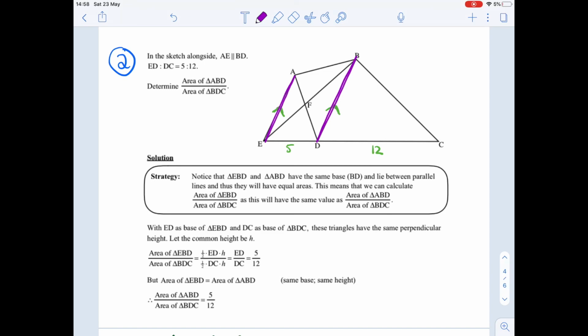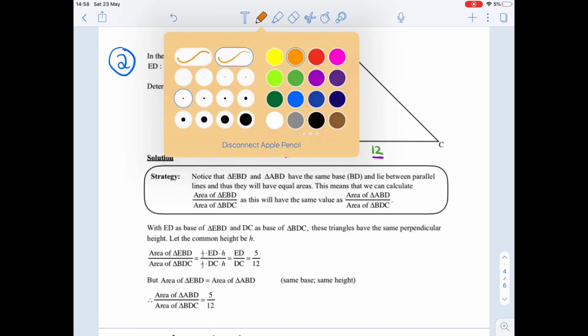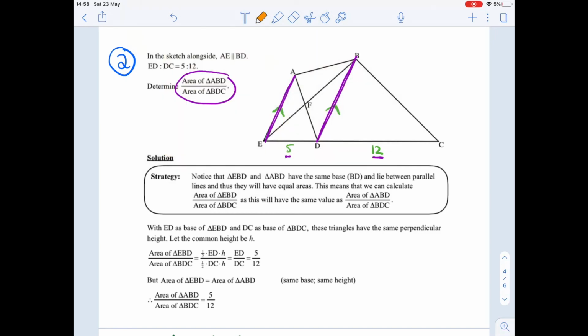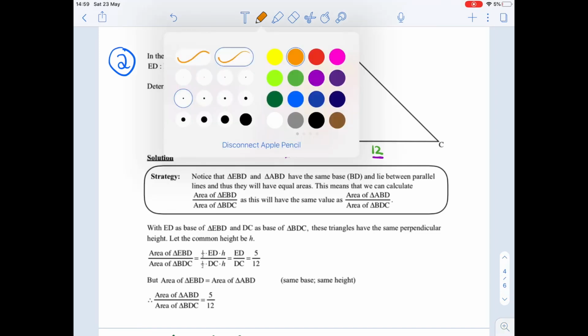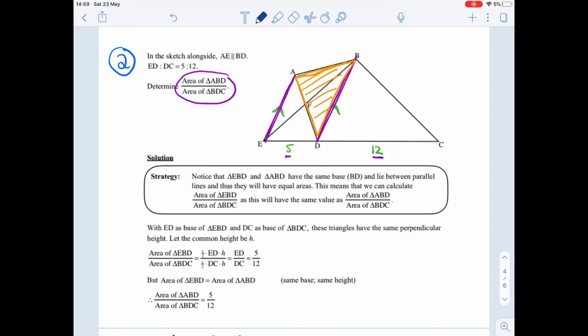That's given. And we're also given that ED to DC is 5 is to 12, so I filled that in already. And what we need to determine is this. So let's highlight my triangles again. We're going to use a bit of color. So it's got ABD, so it's this triangle here. Okay, I'm going to shade that one. We need to prove that one over BDC. Let's go blue, BDC, which is this one here.